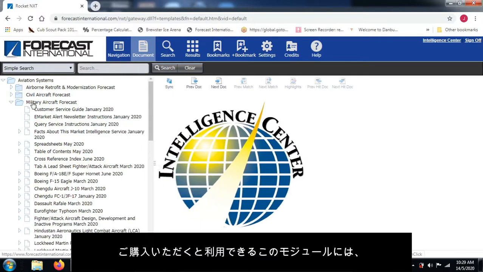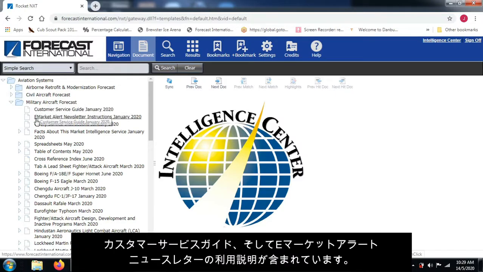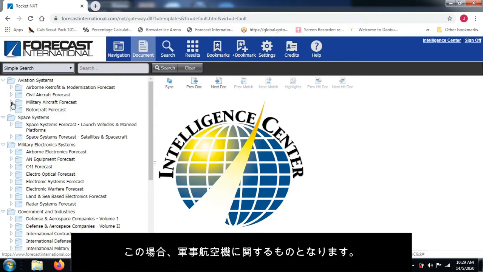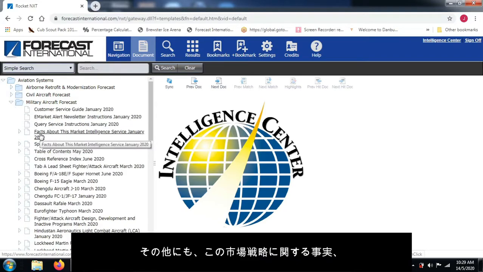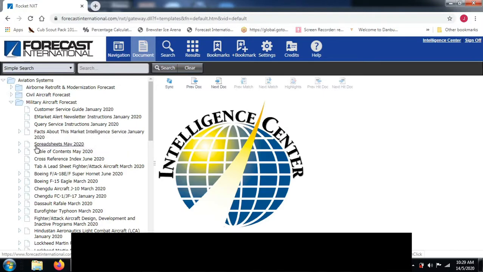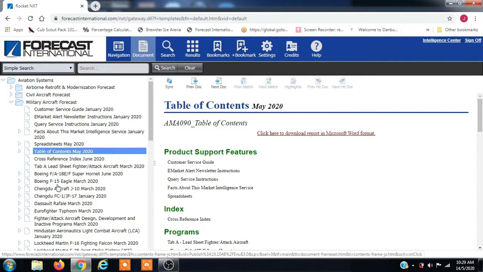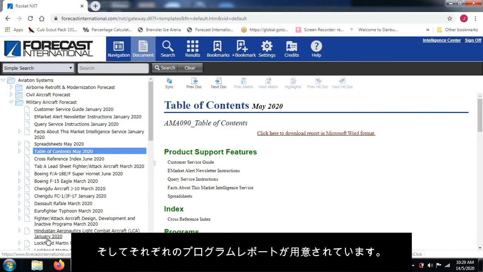Now, included with this module, and this is a single module that a user would purchase, are a customer service guide, our eMarket alert newsletter instructions. eMarket alerts come twice a week. That's news about this particular industry, in this case, military aircraft. There are facts about this intelligence service, a variety of spreadsheets, a table of contents, and then finally the individual program reports.